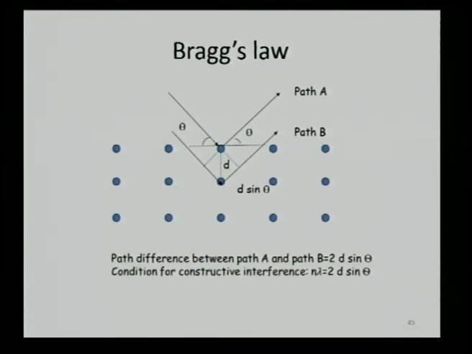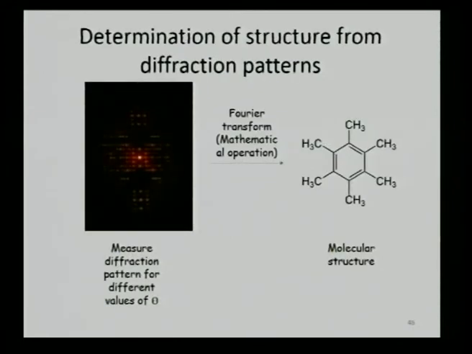If we want path A and path B to be in phase to have constructive interference, then the path difference should be equal to n lambda, where lambda is the wavelength of the wave. This is what we call Bragg's law. This is the condition for constructive interference. When n is an integer, then the reflected waves are in phase, and this produces a bright spot on the diffraction pattern. So how do we determine the molecular structure?